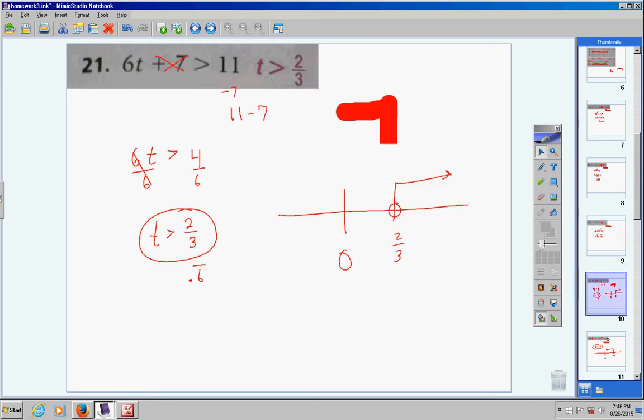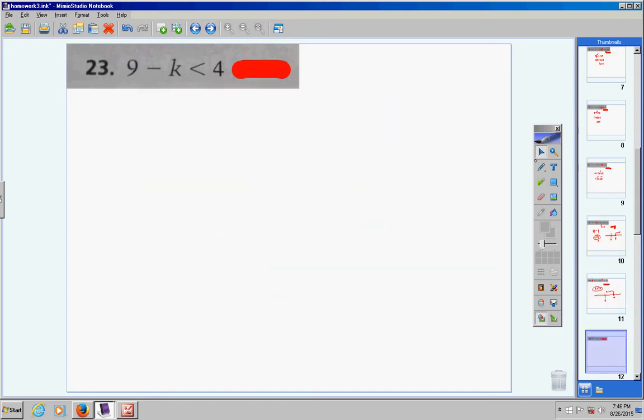Alright, moving on. Number 23. Okay, step 1, simplify both sides, nothing I can do. Step 2, eliminate fractions, nothing I can do. Step 3, get your variable terms on one side and your constant terms on the other.